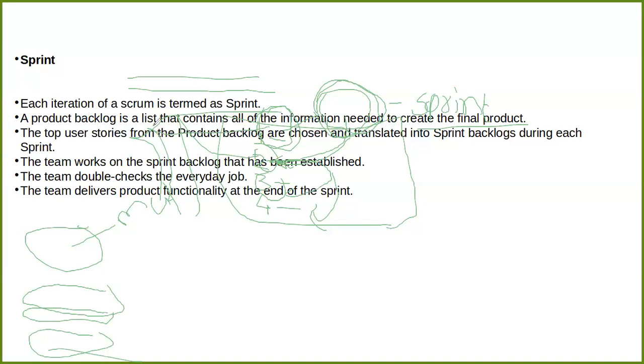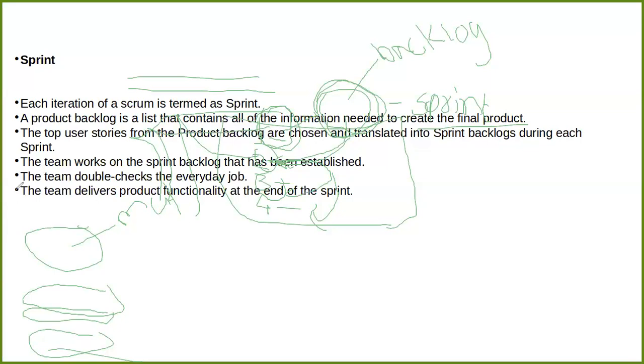A product backlog is a list that contains all the information needed to create the final product. What it means is that whatever is pending in the first iteration is nothing but a backlog. What is pending in the first iteration will be considered a backlog, and that backlog will be considered for the second iteration. Then top user stories from the product backlog are chosen and translated into the sprint backlog during each sprint. The team works on the sprint backlog that has been established.